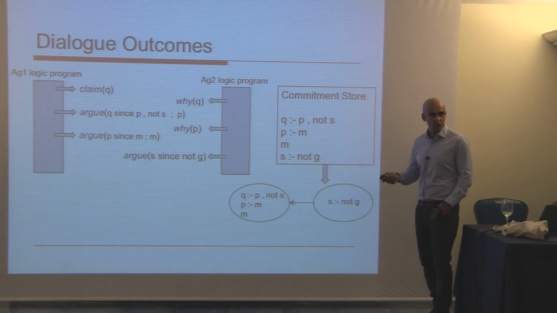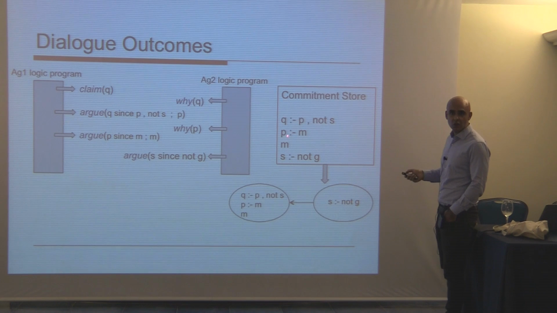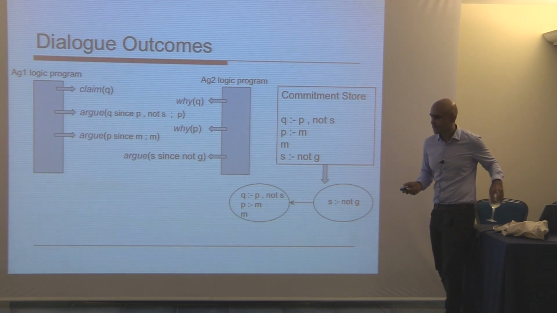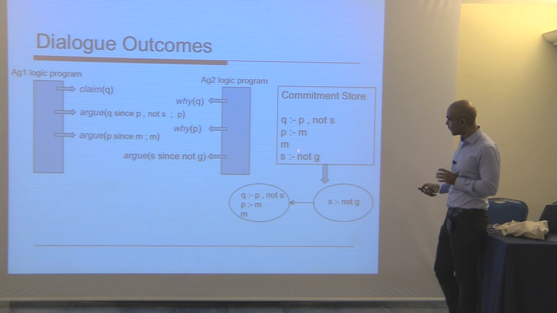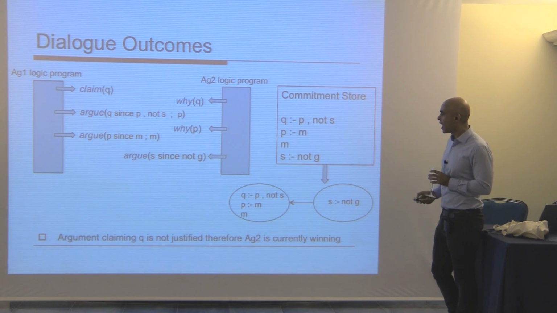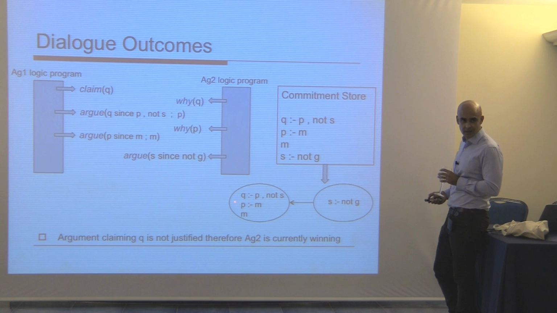Now let's construct the argument framework from this knowledge. These are the arguments we get. We have an argument for Q, which says Q if P, not S, P if M, and the fact M. And we have an argument from the knowledge base, S if not G. This argument attacks this argument. So the argument claiming Q is not justified in the framework. So Agent 2 is currently winning the dialogue.